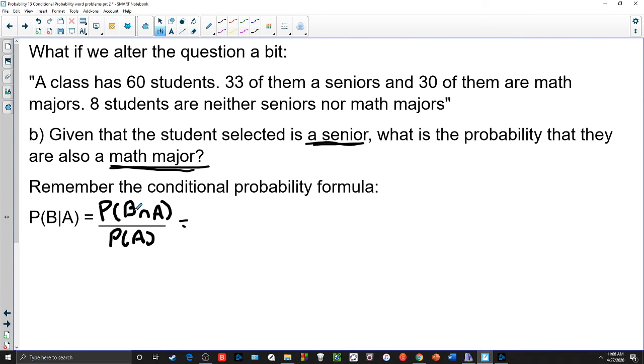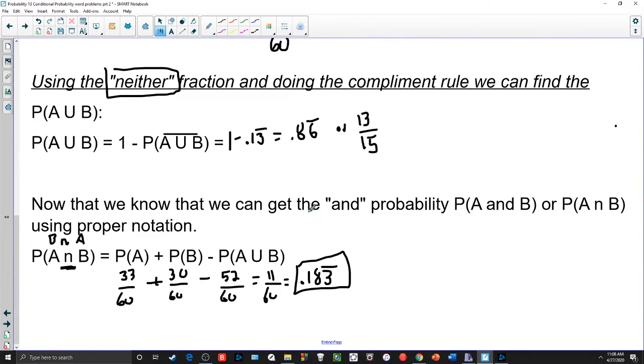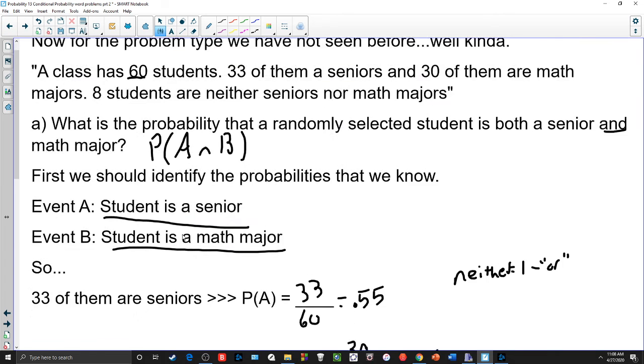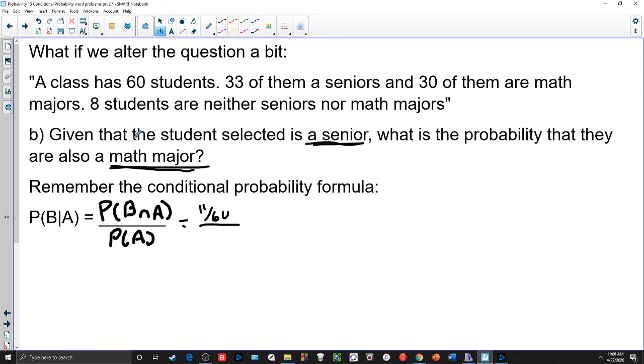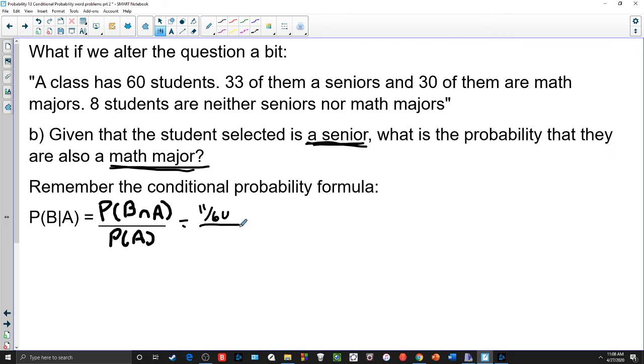So what we're going to do now is take that number and plug it into our formula here. We're going to take this value, 11 over 60, on top. That's the probability of B and A, divided by the probability of A. A was that they're a senior, because again, this is our given probability. So given that the student selected is a senior, we're going to have 33 out of 60. And we're just going to divide these two fractions.